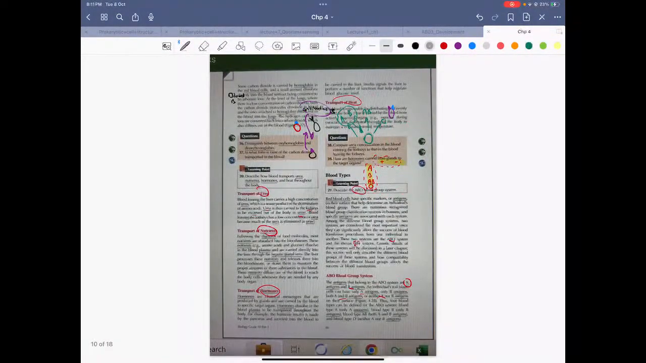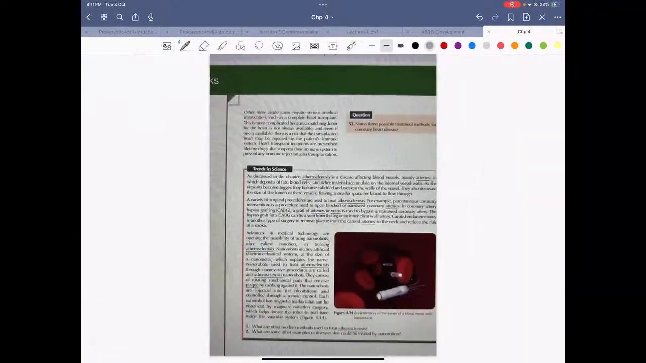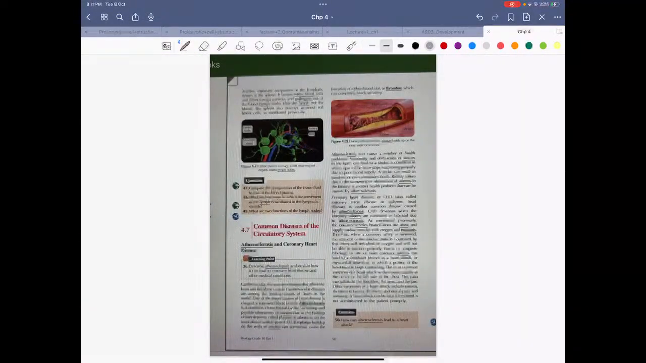Okay, perfect. We still have the common diseases. The diseases are easy. They're not bad.